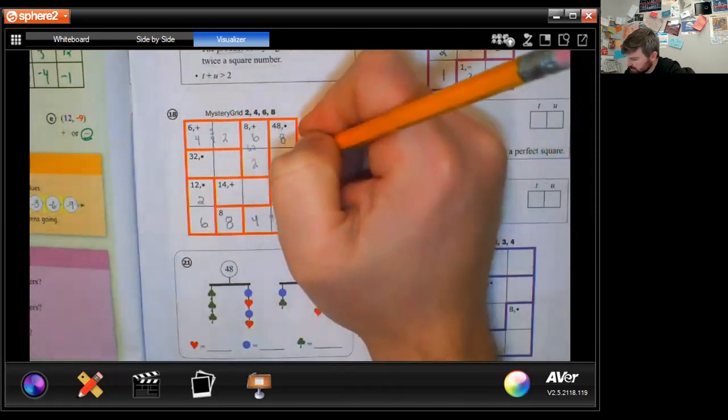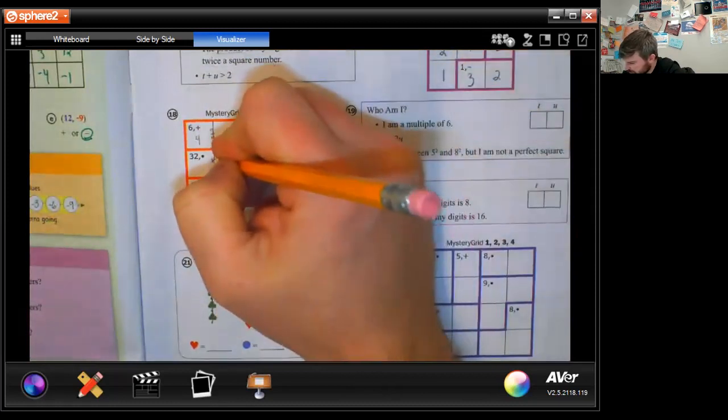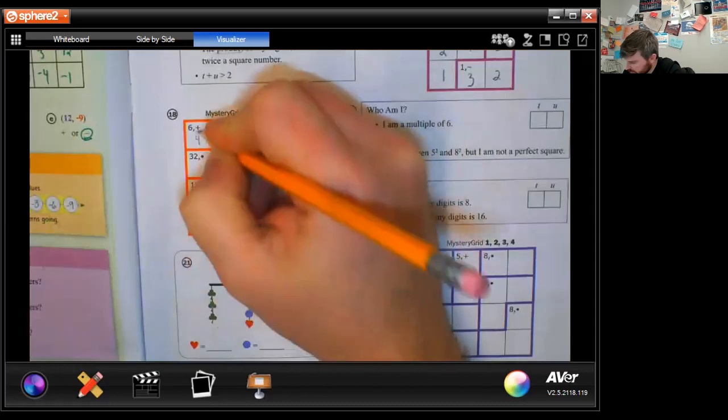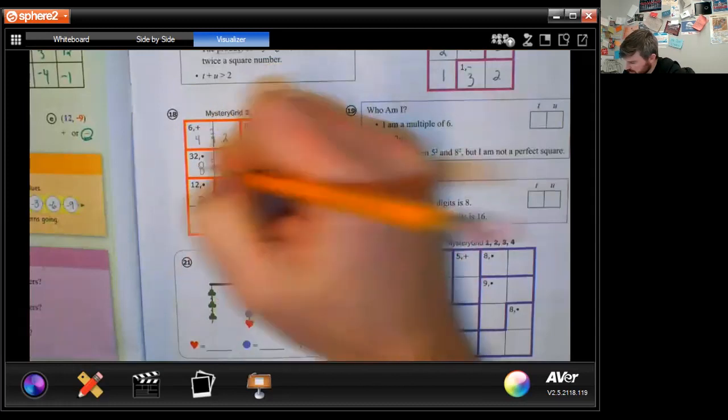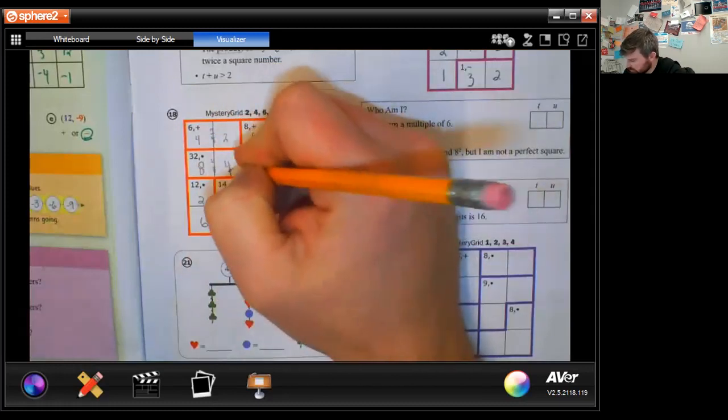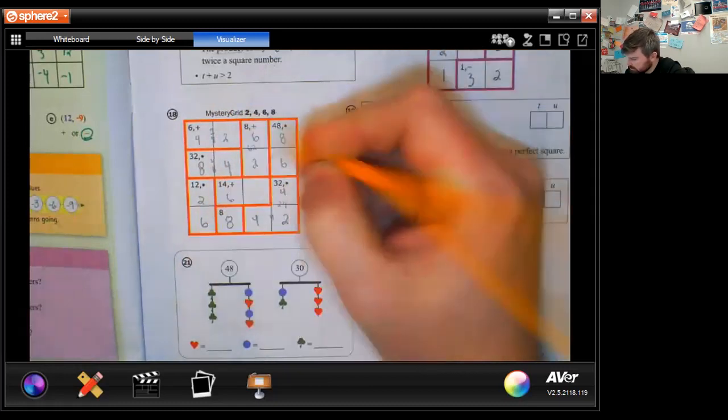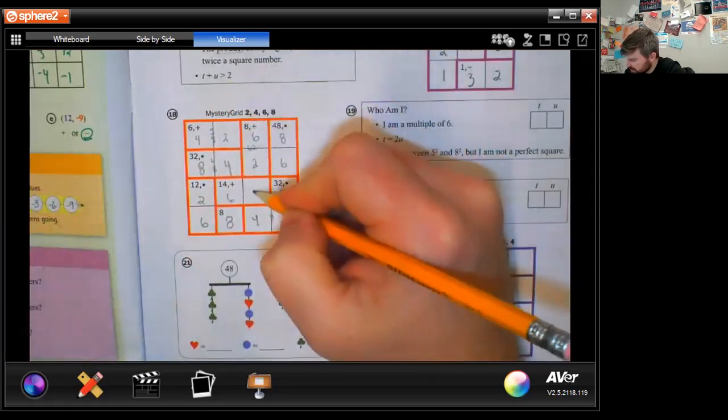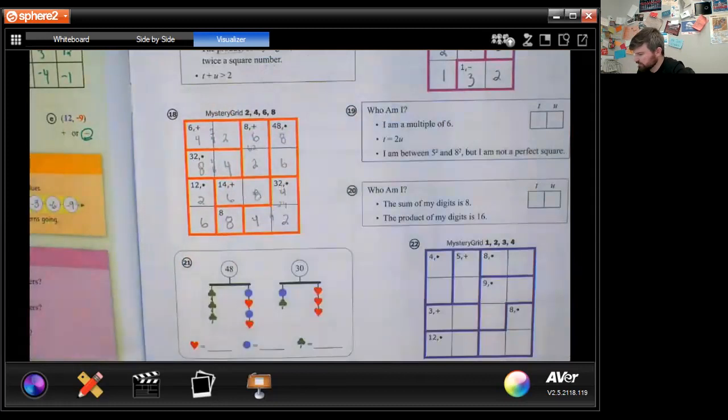2, 6. This needs to be a 4 and an 8. But 2, 4, 6, this has to be an 8. So this is your 4. 2, 4, 6, 8. Okay, and just fill in the rest there.